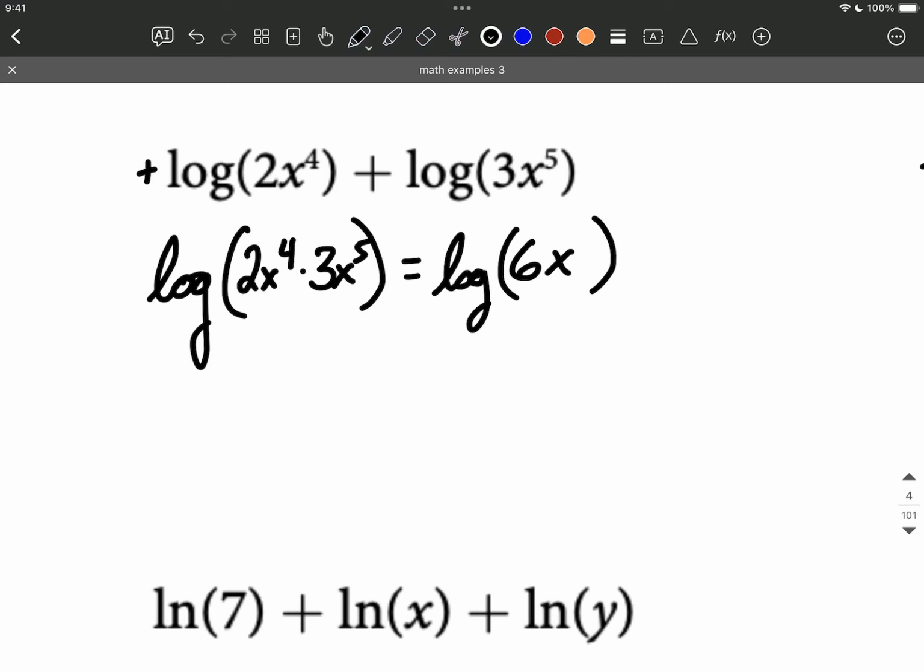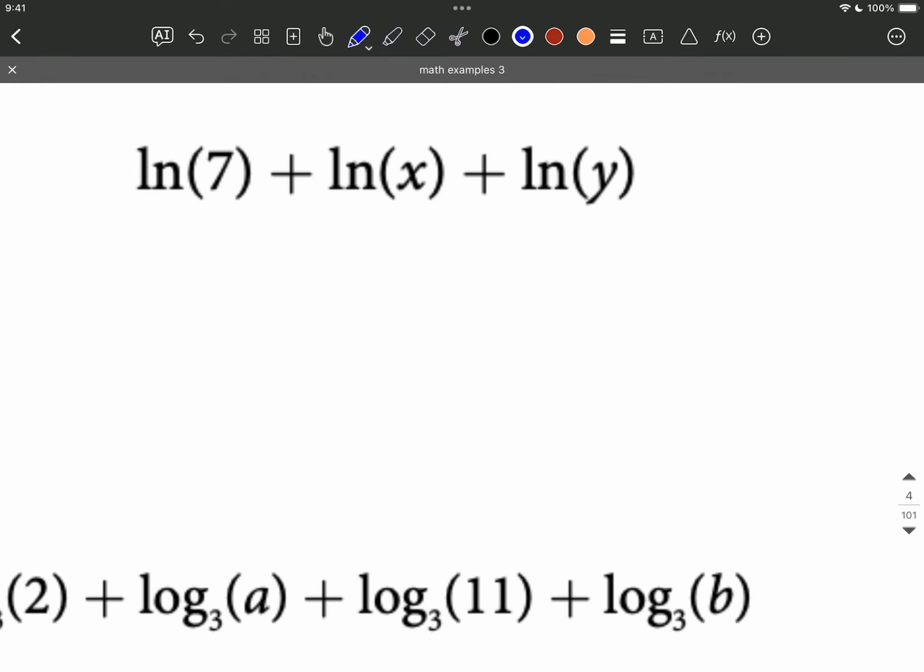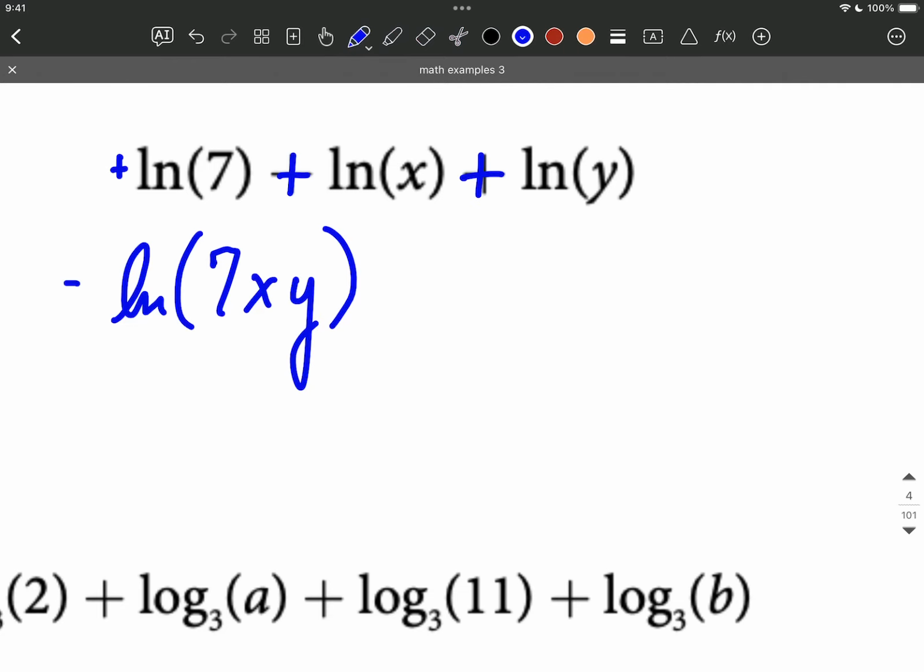Next up, let's try another one with natural logs across the board. Shouldn't be too bad to combine them into a single natural log. And we could do this all in one step, or we could do it as multiple different steps, right? We could combine the first 2 natural logs together, bring along the 3rd one, and then work it in as a separate step. But I like doing these all at once if I can, right? It's positive 1 out here, so the 7 goes in the numerator. Positive here, x goes in the numerator. Positive here, y goes in the numerator, and we're done.